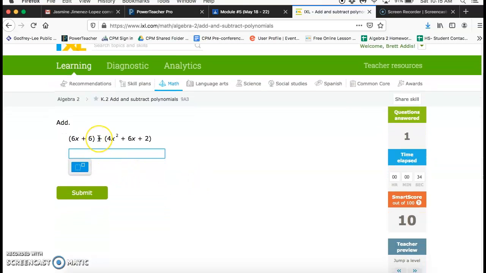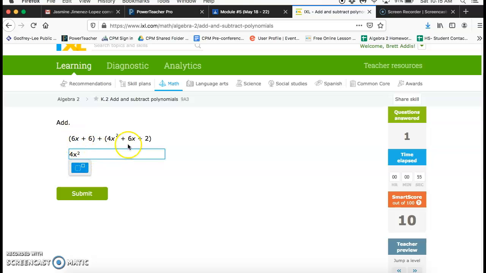Okay, now with plus, the parentheses aren't quite as important. We can just eliminate them. I'm just going to go with like terms. So starting with the highest exponent, I have a 4x squared. There's nothing else like that. Oops, I'll type the x first and then hit this key here for the squared. Hit the right arrow to get out of it.